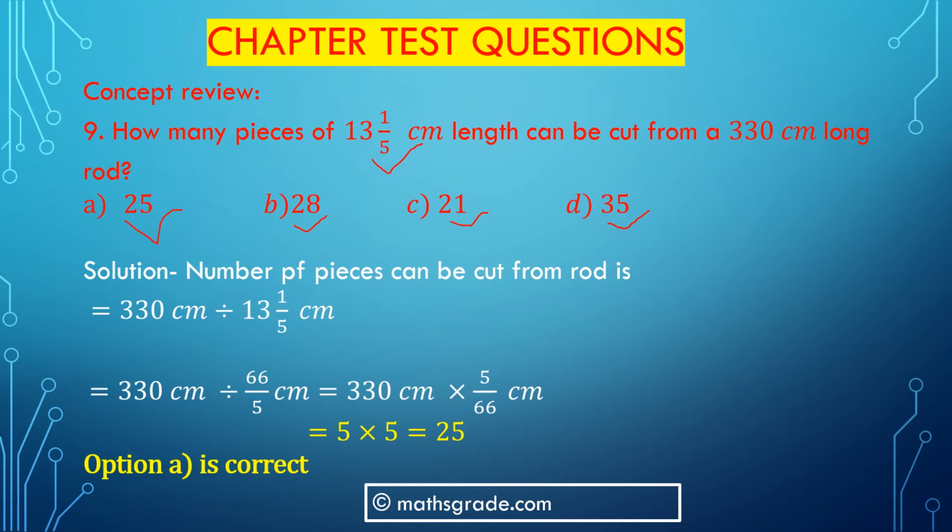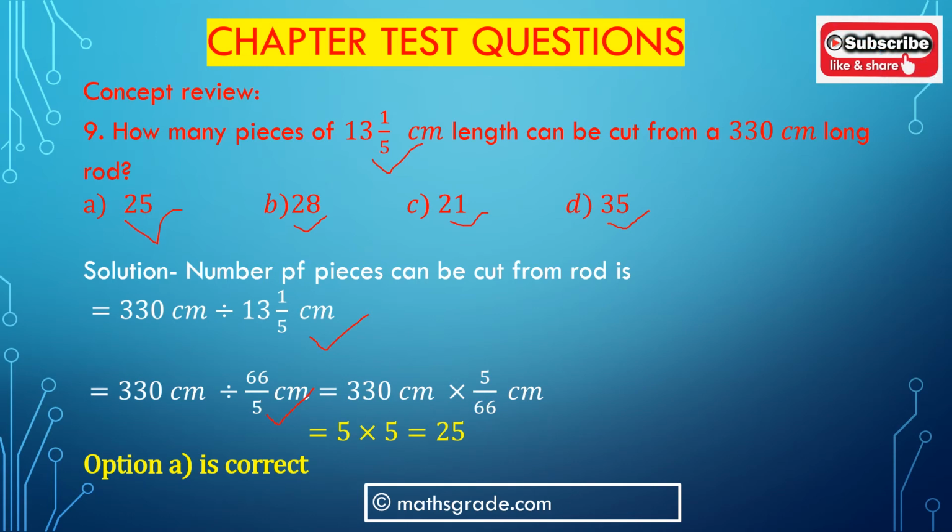That will be 330 centimeter divided by 13 1/5 centimeter, and convert this 13 1/5 into an improper rational number. We get 13 multiplied with 5 is 65, 65 plus 1 is 66, so 66/5 centimeter, and 330 centimeter divided by 66/5 centimeter.